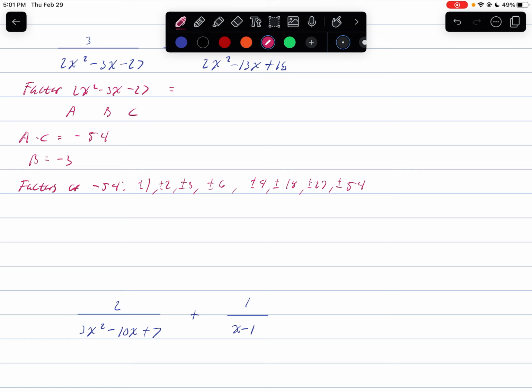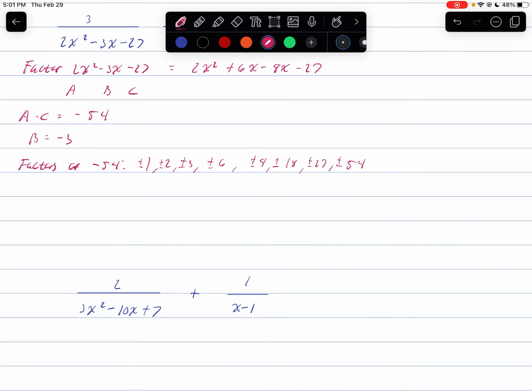So we can go ahead and rewrite this as 2x squared plus 6x minus 9x minus 27. And again, to see that, we want to have two numbers that multiply together to give us negative 54 and add together to give us negative 3. 6 times negative 9 gives us negative 54. And 6 plus negative 9 is going to give us negative 3.